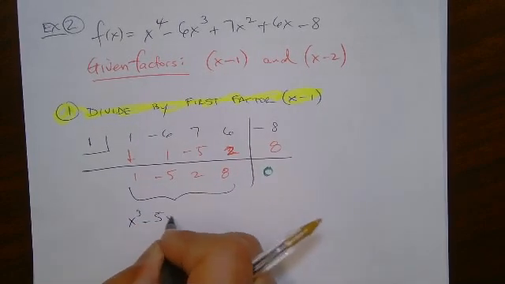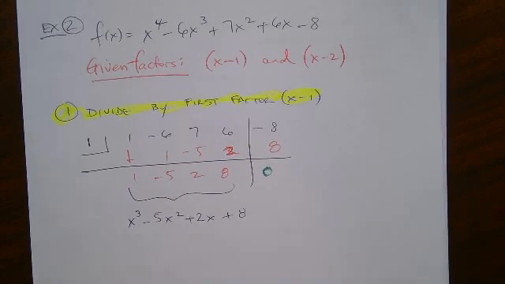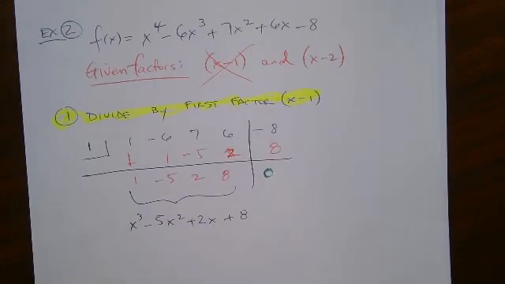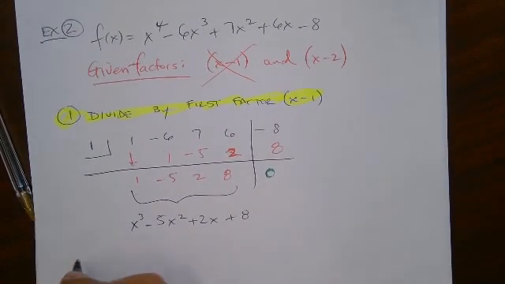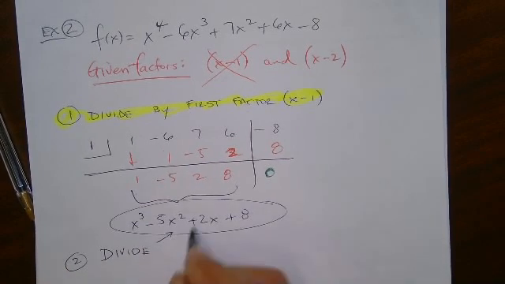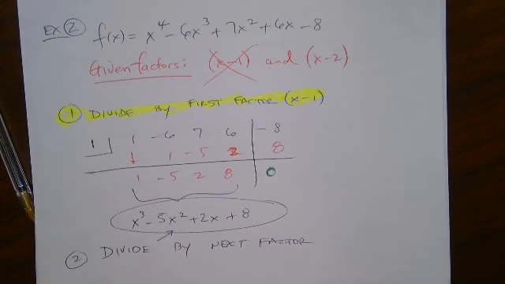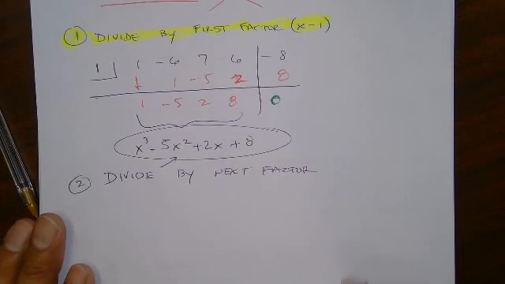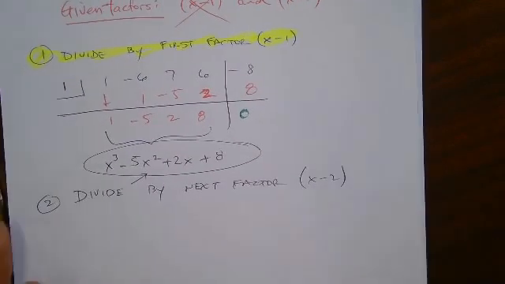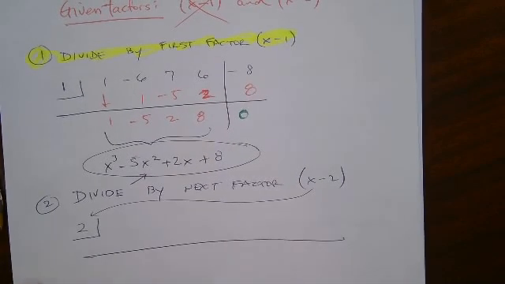What does that mean when I divided by the first factor? That means that this one went from x to the 4 to now what? x cubed minus 5x squared plus 2x plus 8. We're good? What do I do next? I already used this one. Now we're going to divide this one that we just found by the next factor, by the other given factor. We're breaking it down more. And what's the other one? x minus 2, yeah.